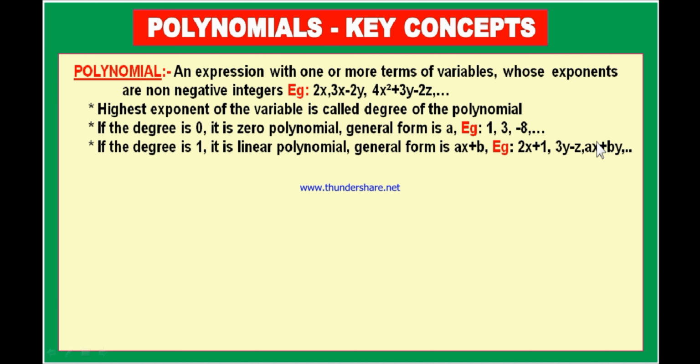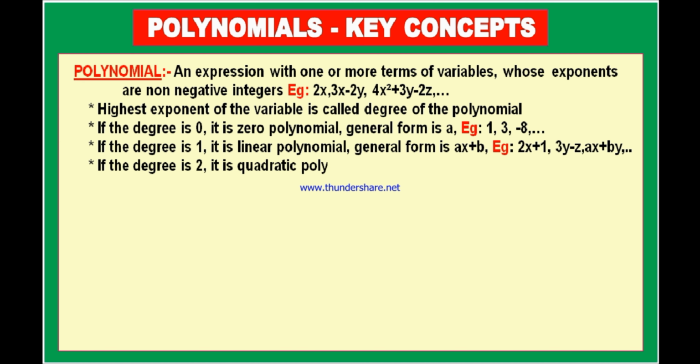Here, the exponent of x is 1 and the exponent of y is also 1. Then what is the highest exponent, or the maximum exponent? The maximum exponent of the variable is 1. Since the maximum exponent is 1, the degree of this polynomial is 1, therefore it is a linear polynomial.